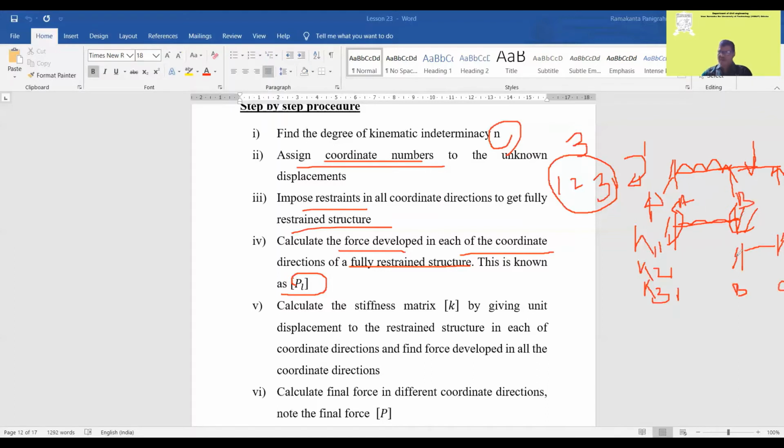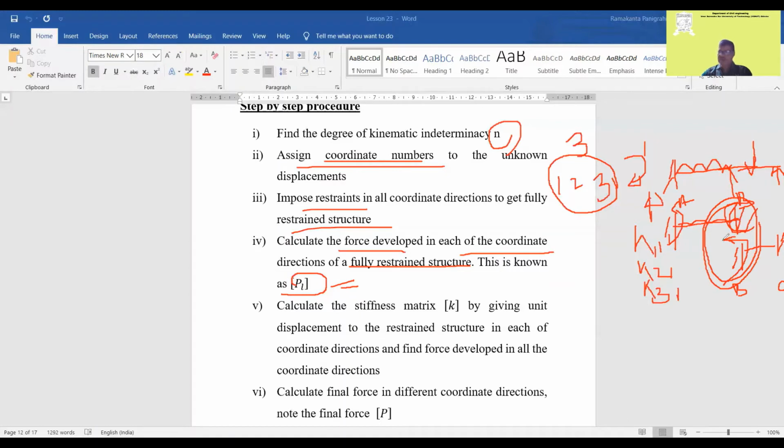So what is the joint load at B? I will take these and also these. So I will take the sign convention and find the total force or moments at the joints due to the restraint condition. That is PL. I think you now understand what PL is. So for different coordinates, you have to find the value of PL.